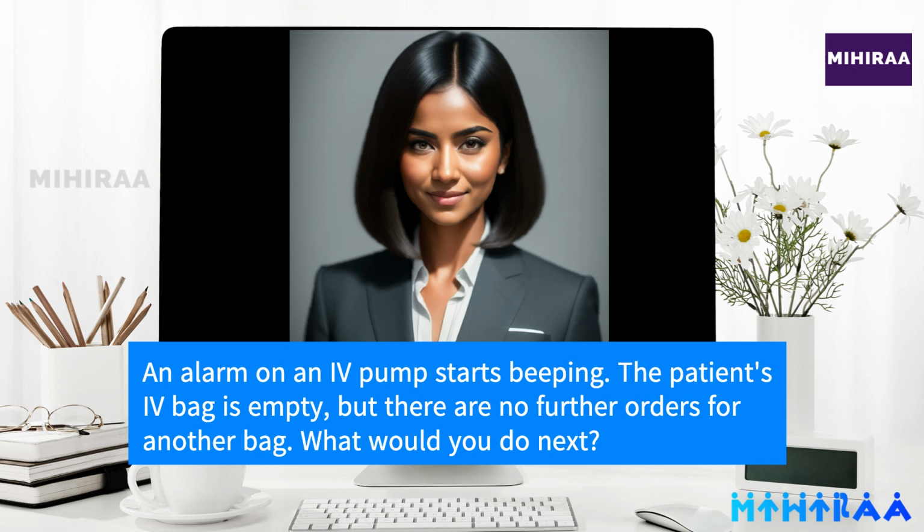Finally, I would document the entire process in the patient's medical record, including the initial observation of the empty IV bag, actions taken to secure the IV line, patient assessments, communications with the physician, and the final steps carried out based on the physician's orders. Accurate documentation ensures continuity of care and provides a clear record of the events and decisions made during the process. Through these detailed steps, patient safety and care quality are maintained effectively.